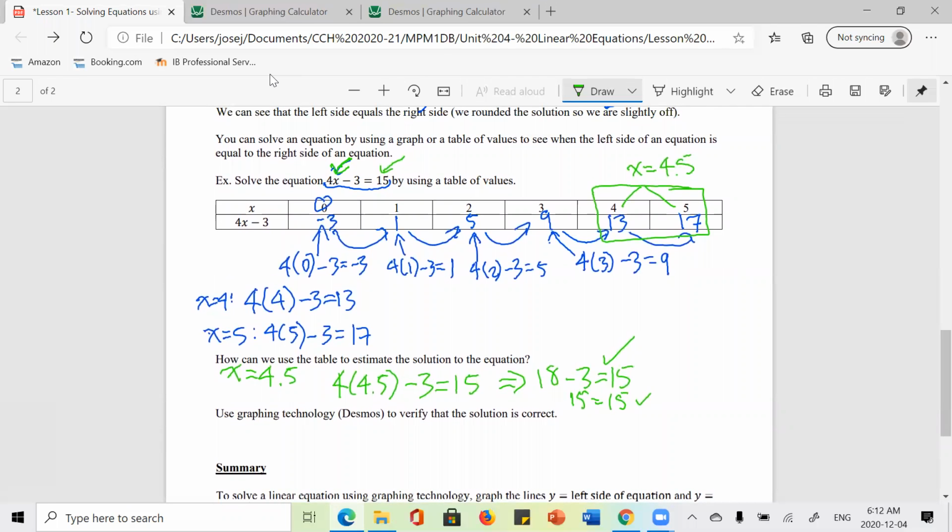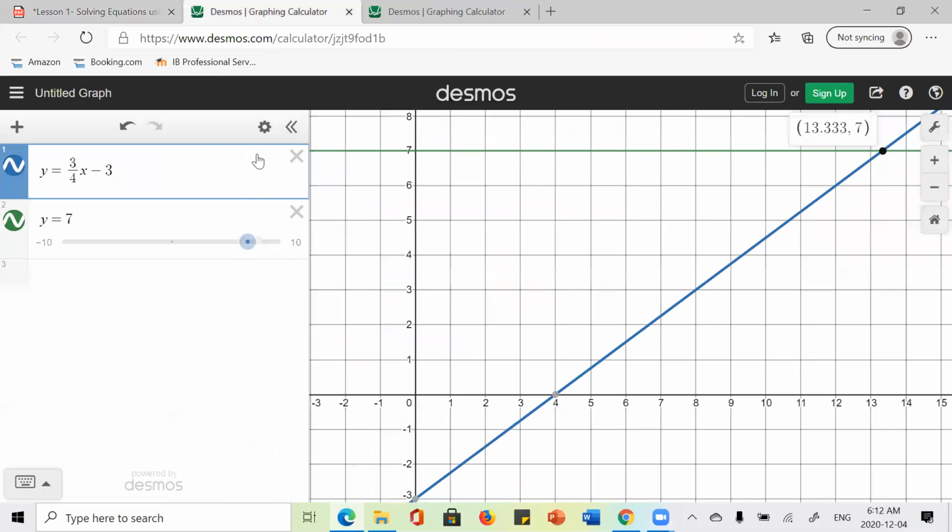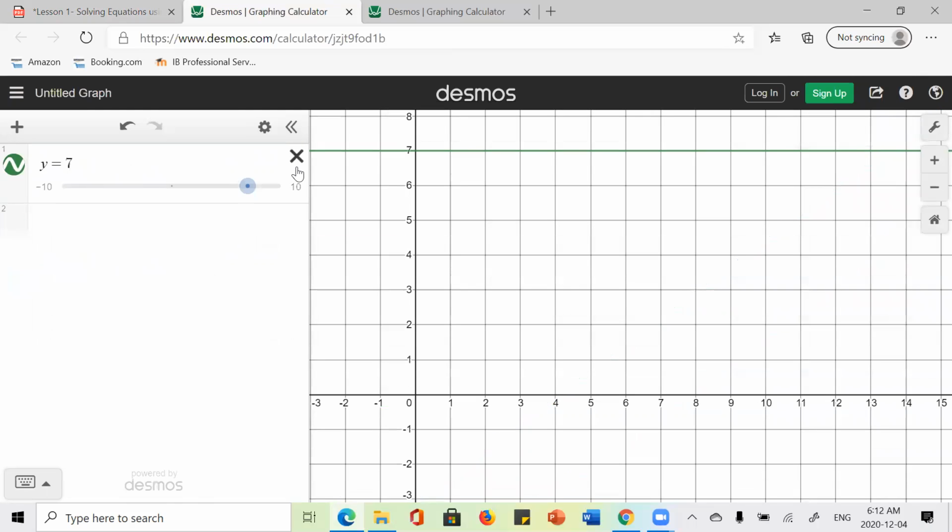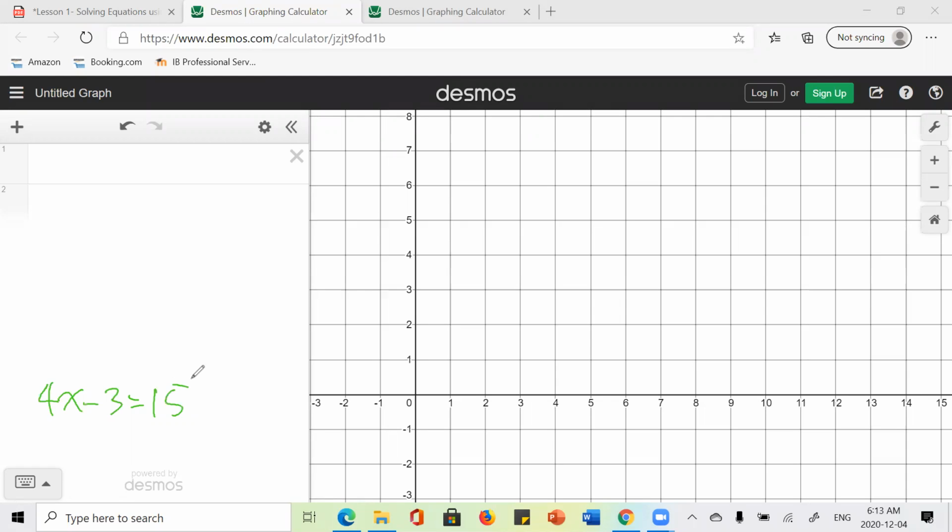What we're going to do is go back to Desmos, and I'm going to write out the equation so everyone's clear on what it is. My equation was 4x minus 3 is equal to 15. I'm going to split up my equation just like I did before. This is my first equation. This is my second equation.